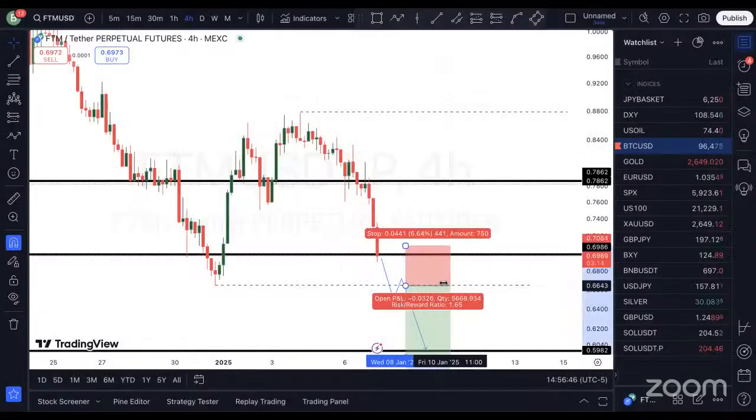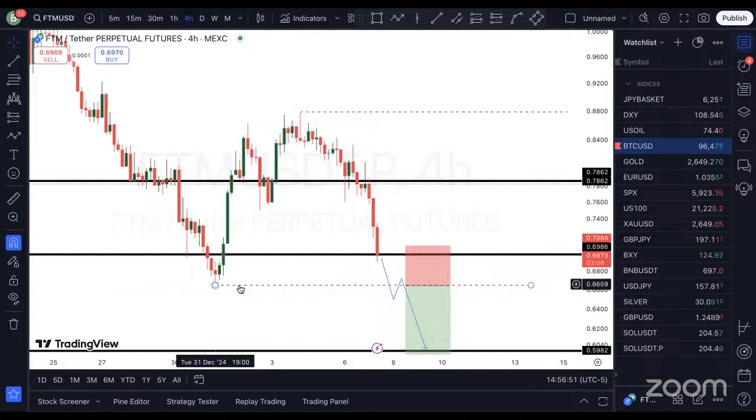If I see a break of this low, I'll sell. Either this low or the close of the candle. Anywhere around, if price can close below 0.6755 and pull back, I'll look for a pullback. After that pullback, I'll sell.